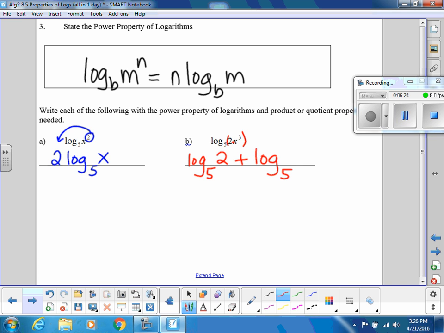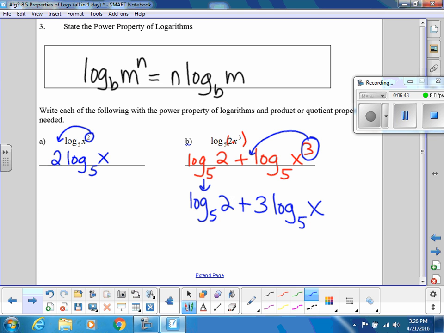So first thing I'm writing this as two different log base 5s. One has log base 5 of 2, the other one has log base 5 of x cubed. So now I'm going to worry about the power rule. Now I can take this power and put it in front of that log. So this is going to be just brought down, log base 5 of 2. This one's going to end up being 3 times the log base 5 of x. So that's how we've expanded that.